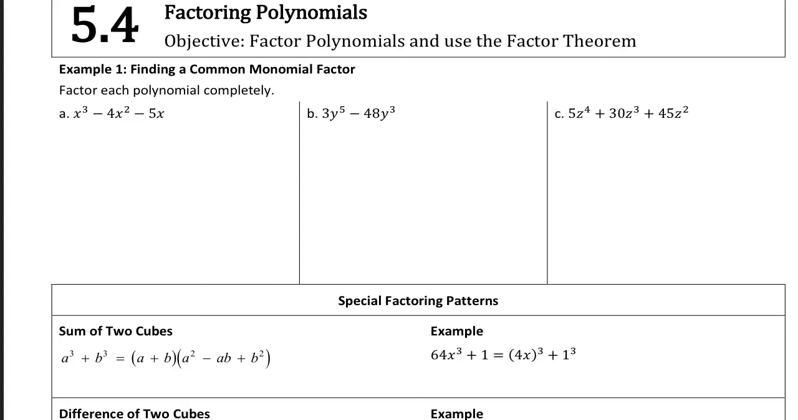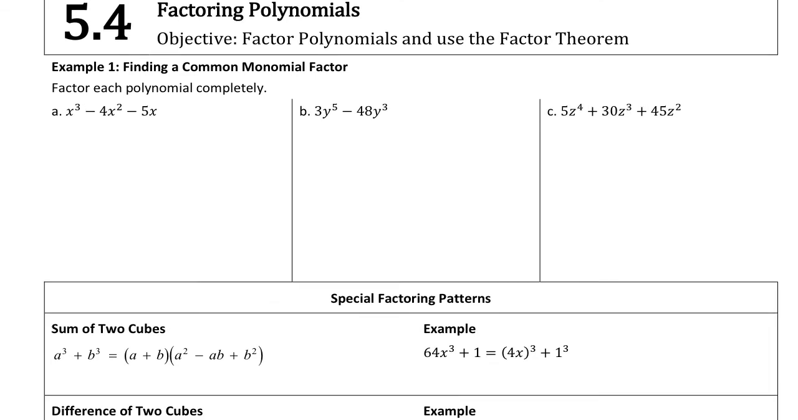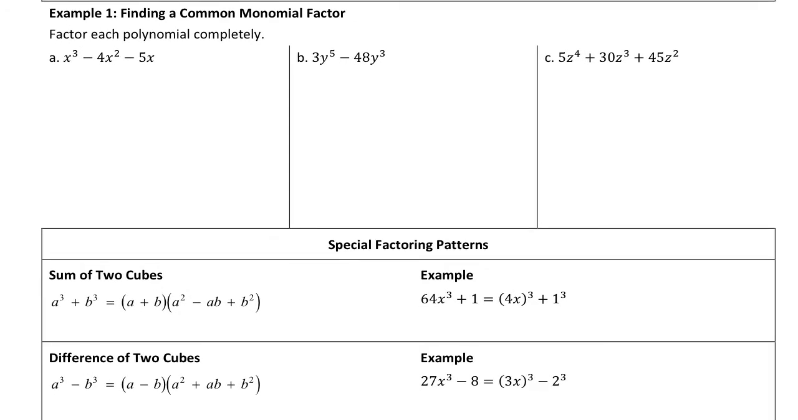Okay, so we are on Unit 5, Lesson 4, Factoring Polynomials. In the last unit, you'll remember we did some factoring of quadratics, so that's going to be applied in this, but we're going a step further and factoring polynomials that have a degree bigger than 2. So our first example here: finding a common monomial factor first. That means factoring something out of each term first.